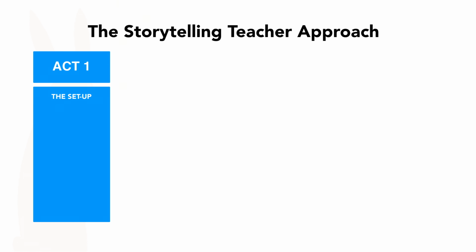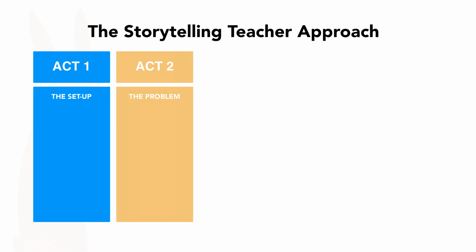Now, the storytelling teacher lesson plan follows a 5-act story structure. We call these parts acts because they are 5 key learning sequences that your learners will go through. Ultimately, it's about taking the learner on a transformational journey, just like the main character in any good story. So Act 1 is the setup. We'll look at this in a moment. Act 2, we call the problem. This is where we analyse the problem that we're going to set them and how we can overcome it.